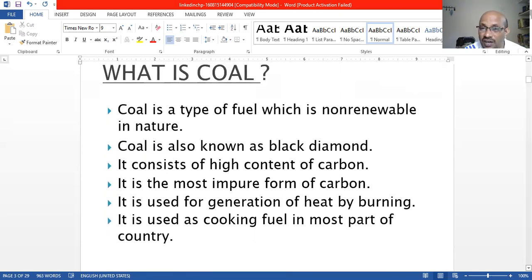It is used for cooking fuels. In most parts of our country, there are many cooking fuels. Suppose you go to the railways, they will come with coal and burn it and cook their food. In many areas, when a railway wagon is going, they will remove that coal and use it in their homes. All these things mean coal.